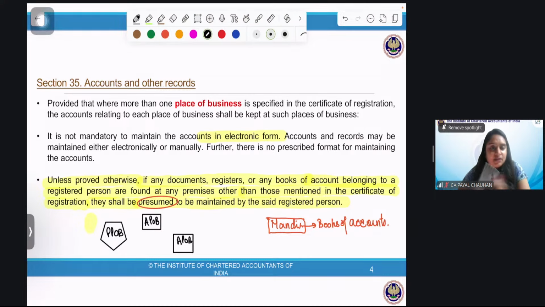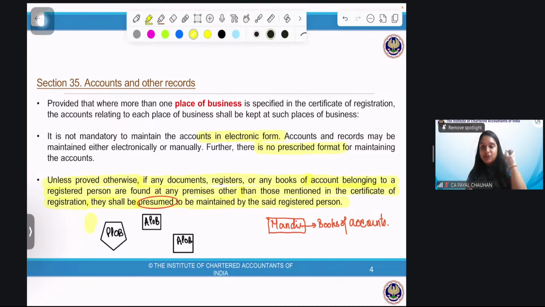This you all know, don't take that pain. I will only say the books of account can be maintained in electronic form also and manually also. Plus, there is no prescribed format.